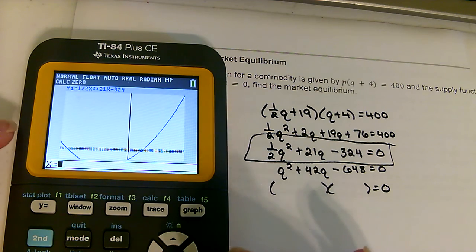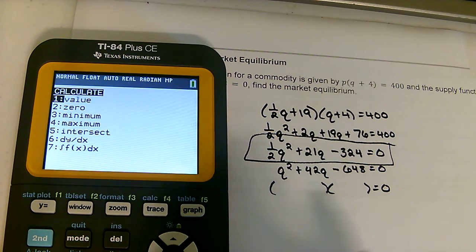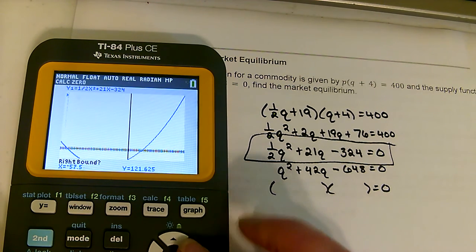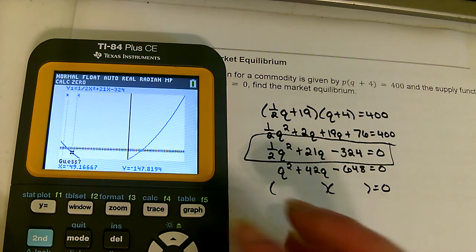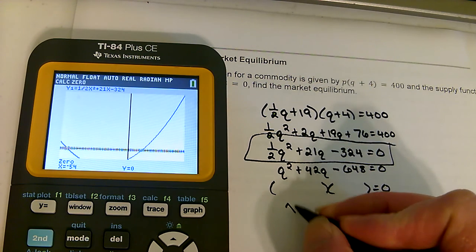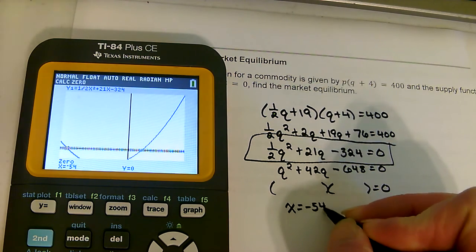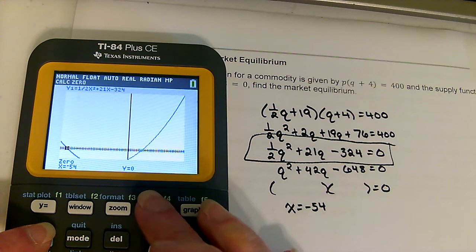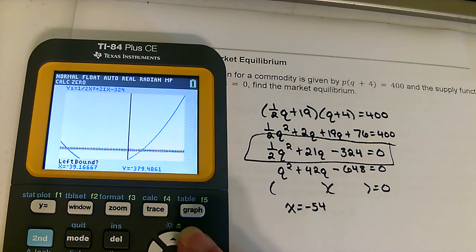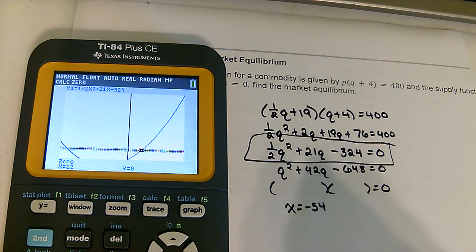Whoops, I did not press enter. Oh no, I got to start over. Left. And yes, if you mess up like that, you do have to start over. Guess, and it gives me an answer of negative 54. And then the other one, well, it's going to be between 0 and 50, because that's how big the window was. Okay. And it gives me another answer of 12.